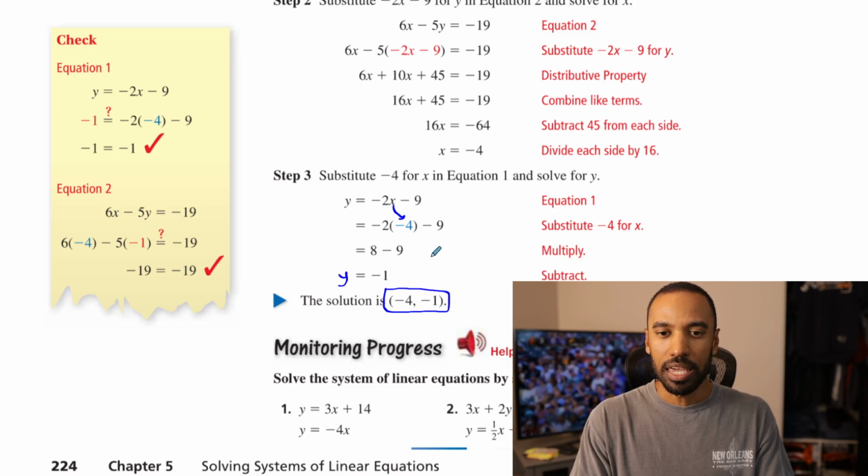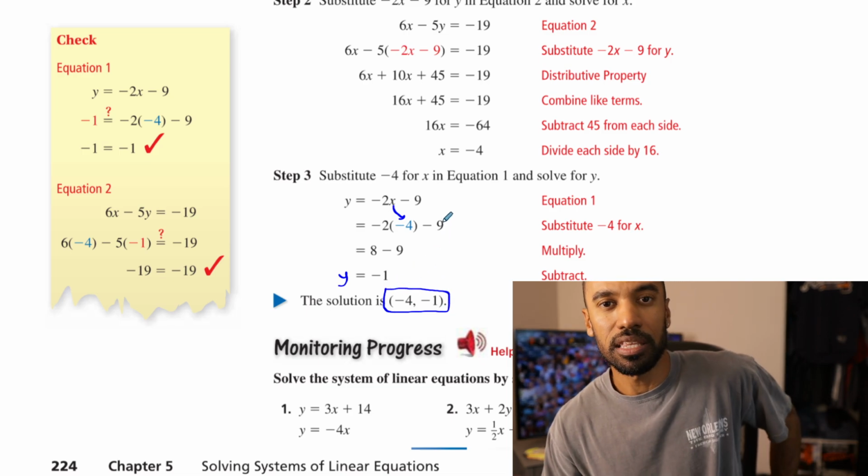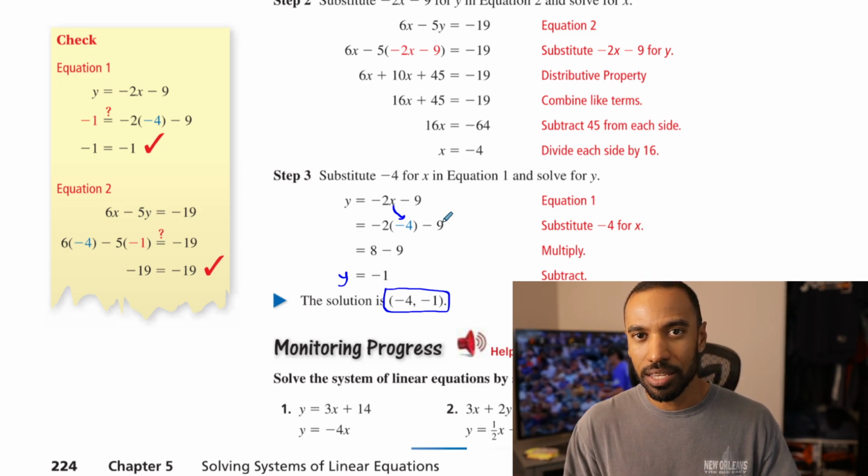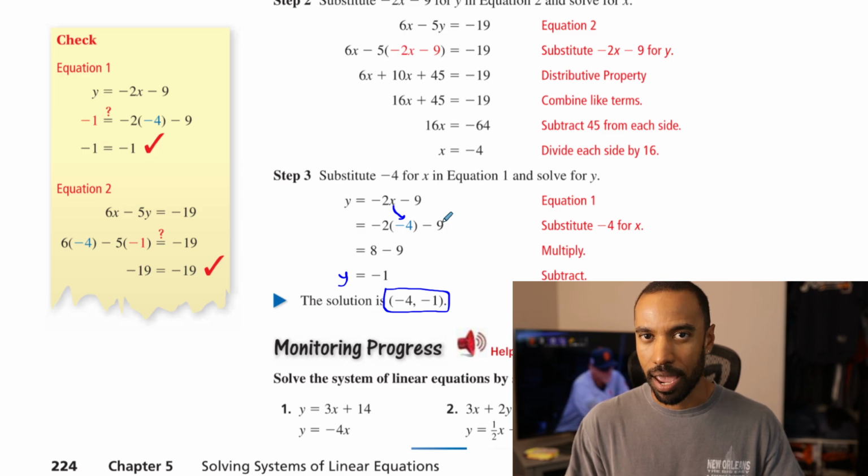Now, mind you, even though we're not graphing it, that doesn't mean that these couldn't be graphed and intersect at this place. The solution is still an ordered pair. We will not stop writing ordered pairs for these.